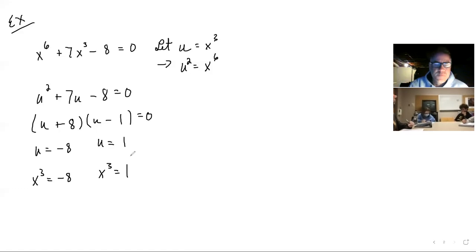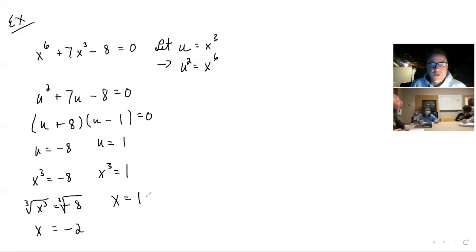of both sides. That is, I'm going to write it out. Cube root of x cubed equals cube root of negative 8. So cube root of x cubed is x. Cube root of negative 8 is negative 2. And then I would do the same thing here. I'm not going to write it all out this time, but cube root of x cubed is x. Cube root of 1 is 1. And so at the end of the day, I have two solutions, negative 2 and 1.